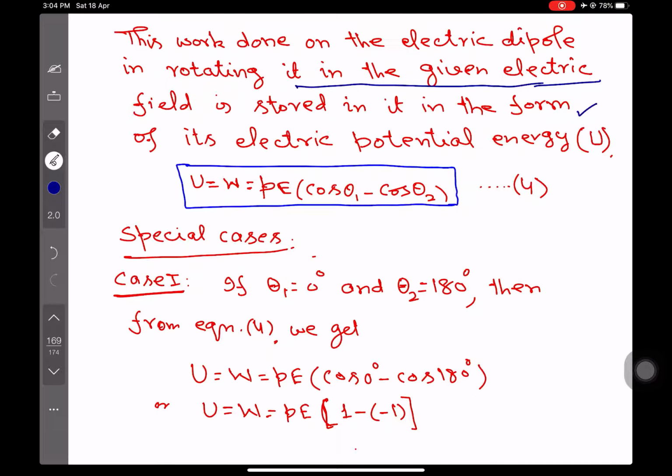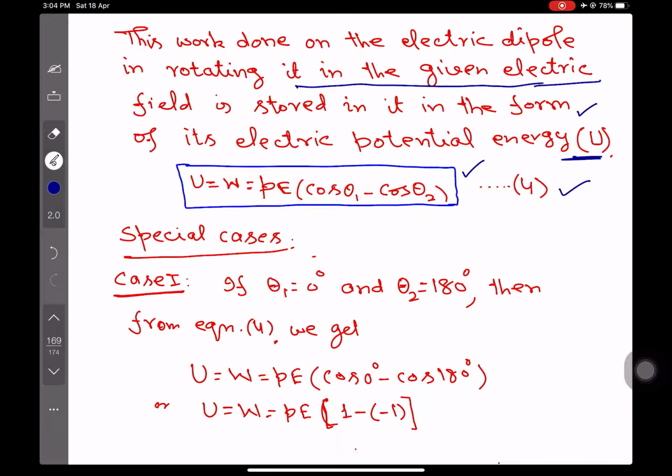So therefore if we denote this electric potential energy by capital U, then capital U equal to W equal to PE into cos theta 1 minus cos theta 2. So that is the expression for the potential energy of an electric dipole placed in a uniform electric field. Now we take special cases.